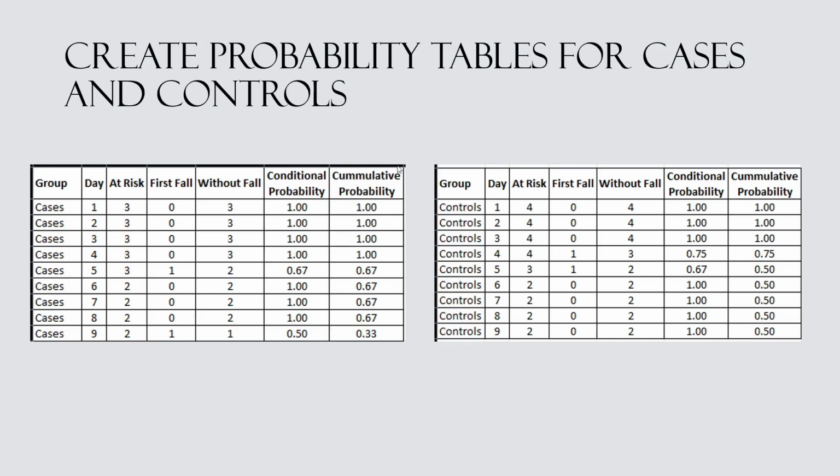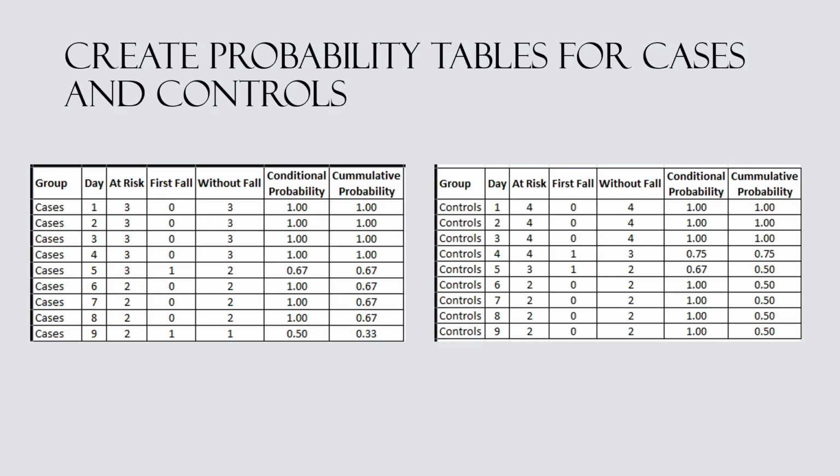And the final column in the probability table that we are constructing is the cumulative probability. It is just the product of all the probabilities from day one up to that current day. So for day one, there's just one day, so our cumulative probability is one. For day two, it's the product of the probability for day one and the probability for day two. For day five, it is the product of day one to five conditional probability, so 1 times 1 times 1 times 1 times 0.67. For day 9, it will be the product of all conditional probabilities from day 1 to day 9.